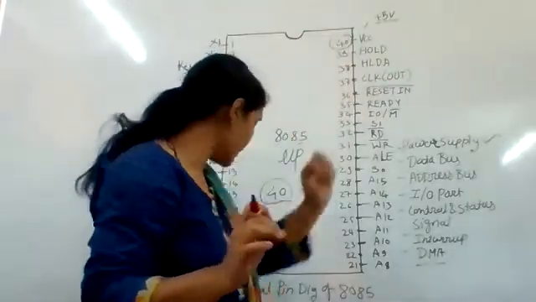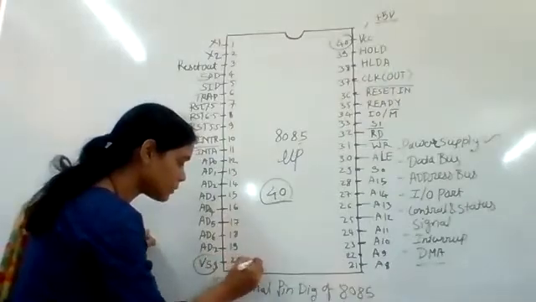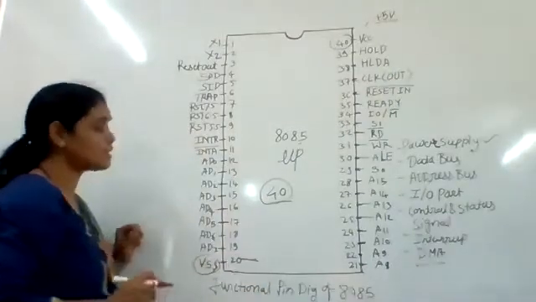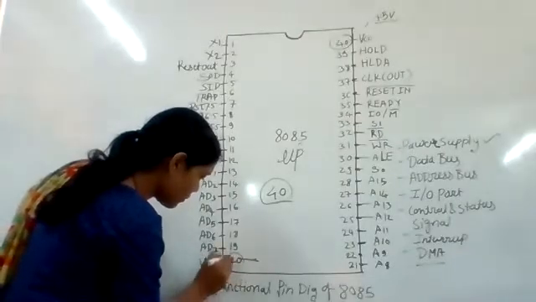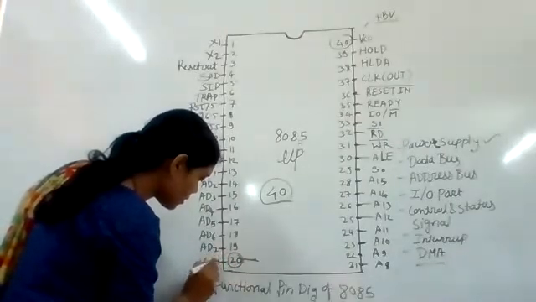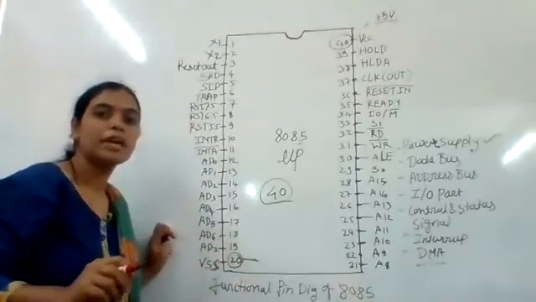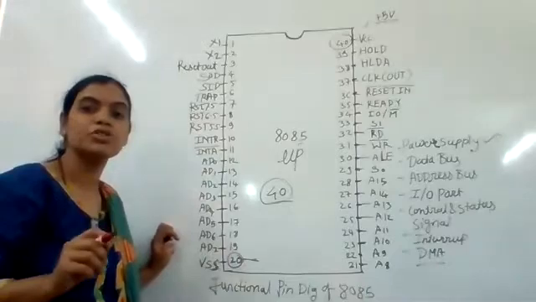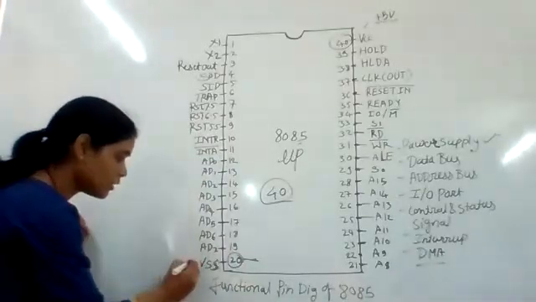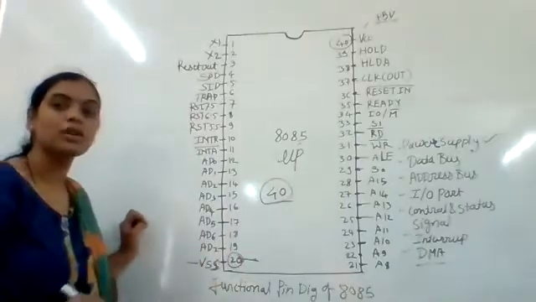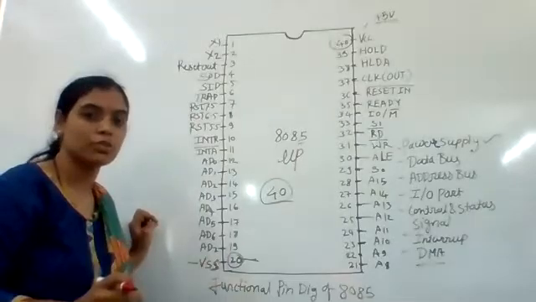Then next is VSS, here pin number 20. At pin number 20, this pin shows the ground connection of the microprocessor. Pin VSS shows the ground connection of the microprocessor.